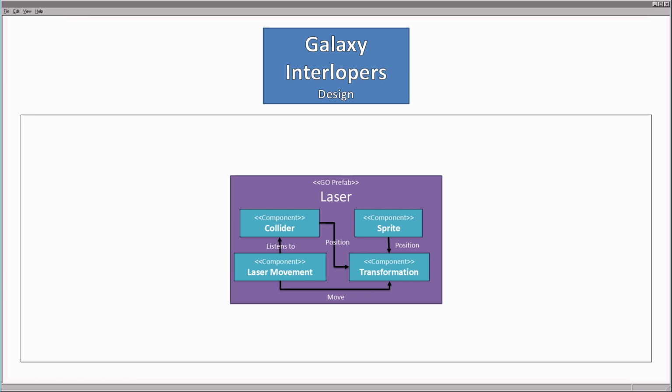We can now see the laser game object and its assembled components. We notice it is a prefab, as we need to dynamically create mini lasers for our game. We notice that the collider and the sprite both use the position property provided by the transformation component. We also notice how the laser movement component is listening to the collider. This code is combining both the movement behavior and the collision responses into one component for a more simplified design.